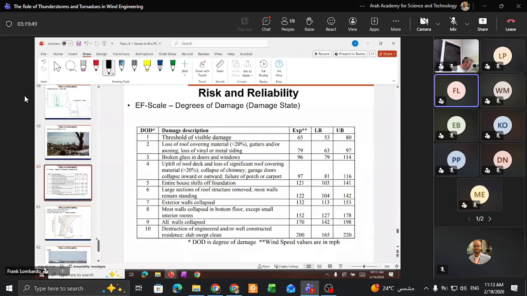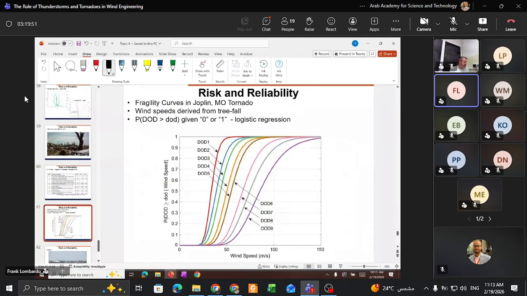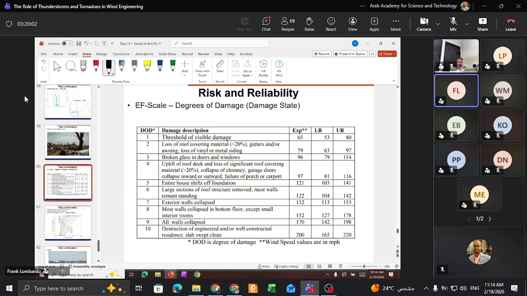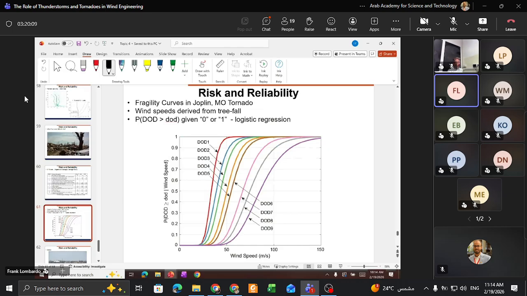It's not tied together too well, but we did this for a tornado in Missouri based on tree fall, where you can get a wind speed at each of those structure locations. So instead of taking an EF scale wind speed, like this one for DOD1, you take what the wind speed is estimated from tree fall, for example, which is independent of the EF scale, and then develop empirical fragility curves based on the different levels of damage. And so here's DOD1.